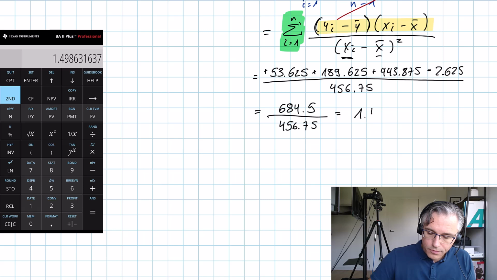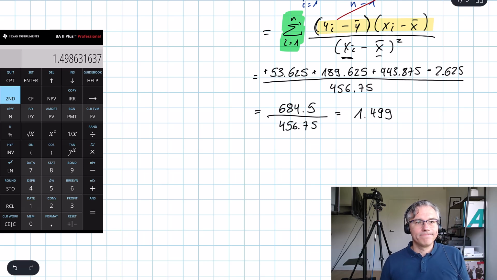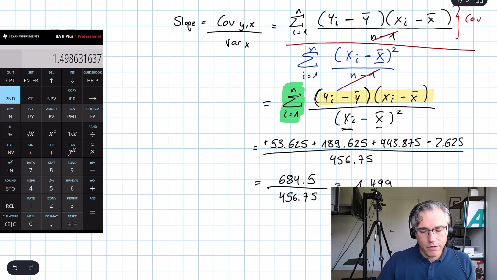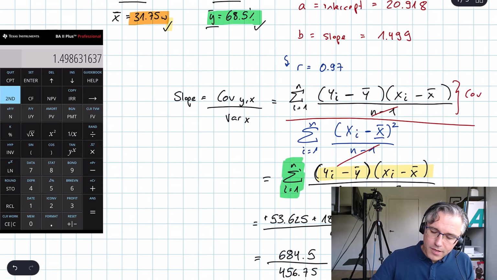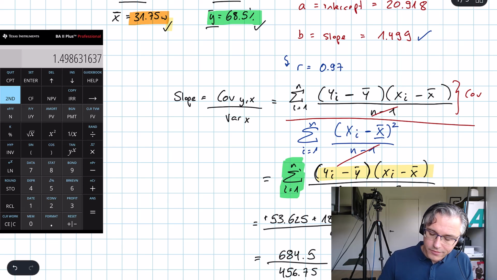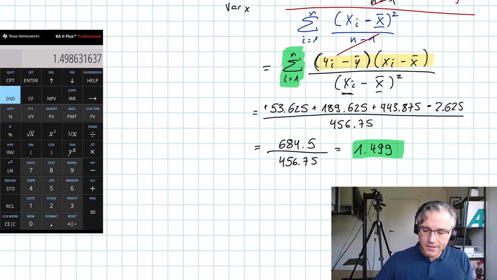You can see that the result is 1.499, and please appreciate that having done all this work, it's really time demanding and very prone to errors, we got the slope, which our calculator had previously given us, 1.499. It's the same number. Brilliant.